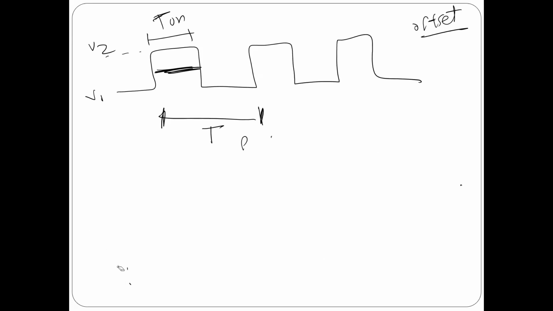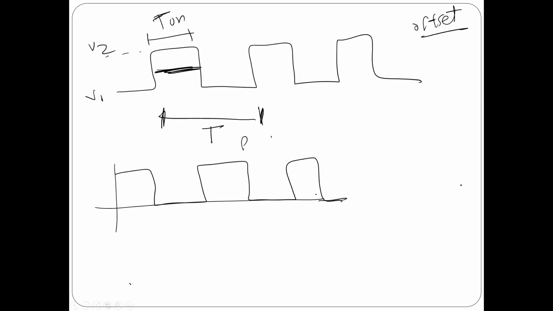So for example, if the signal is this way, okay? Here you can move the signal up and down, you shift. That's what we call offset. By changing the offset, this signal can come here, you can shift it up or down. So the offset is like a DC voltage you add to your signal, so you can shift the signal up or down.